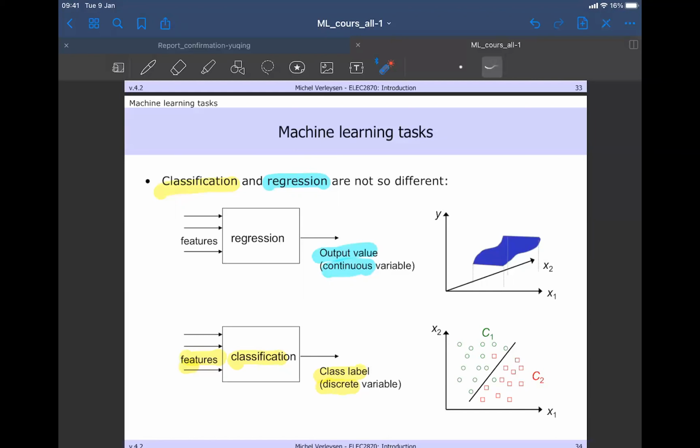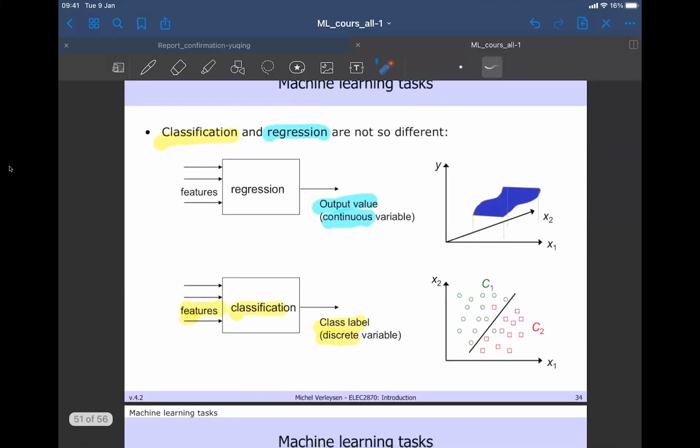So you can see here the example. Based on x1, x2, you predict some continuous map in the y space. And here you predict just C1 or C2. So it's really a color, it's discrete. Was this the question?